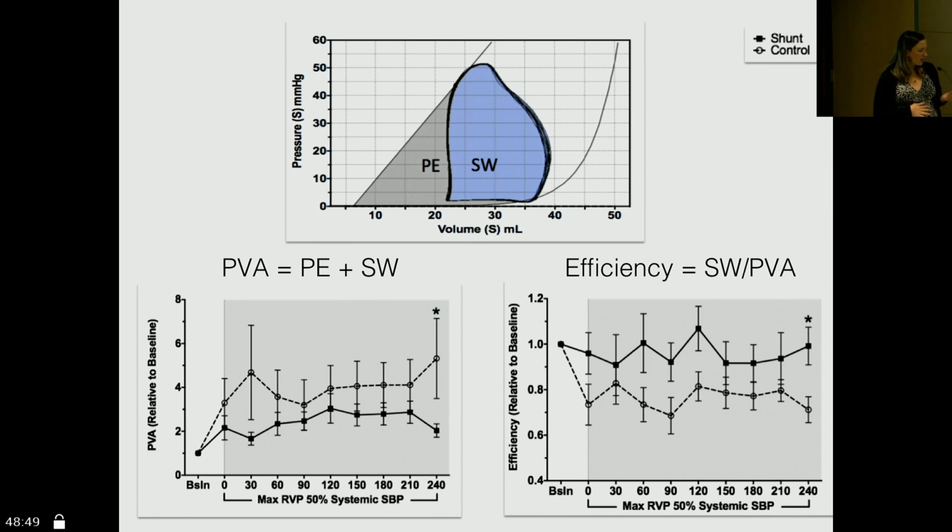So pressure volume area was increased significantly in the controls after PA banding, but not in the shunts. And that also correlates with myocardial oxygen consumption. Whereas efficiency, again, the ratio of external work to total work, was preserved in shunts, but was not preserved in control animals.